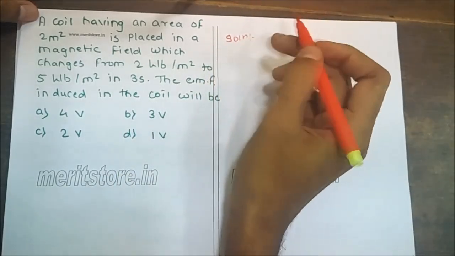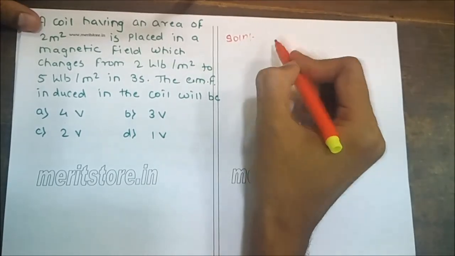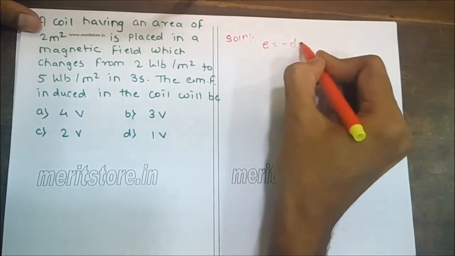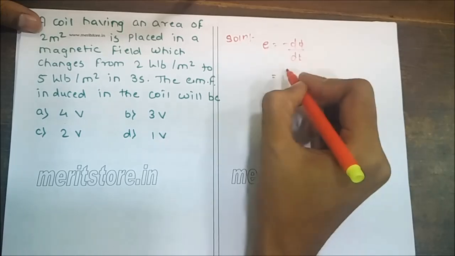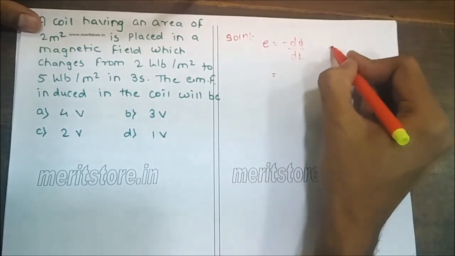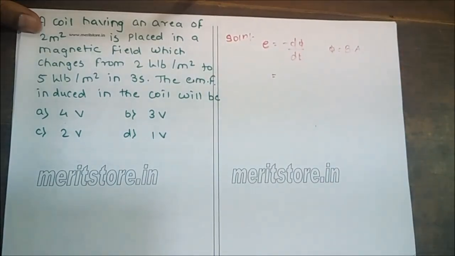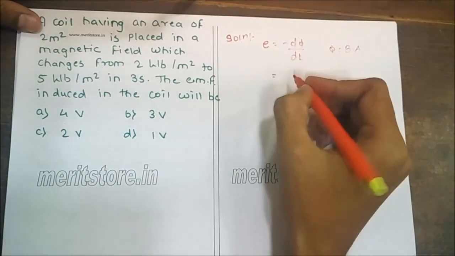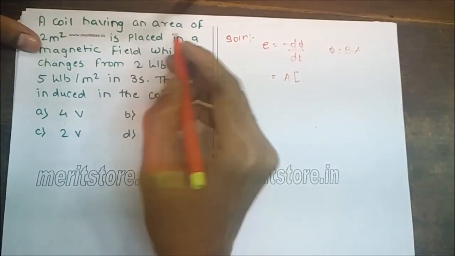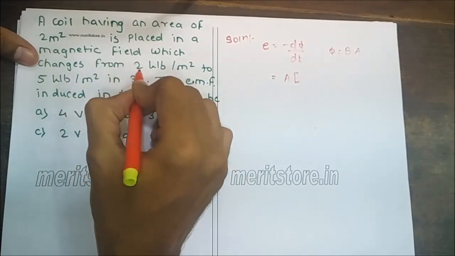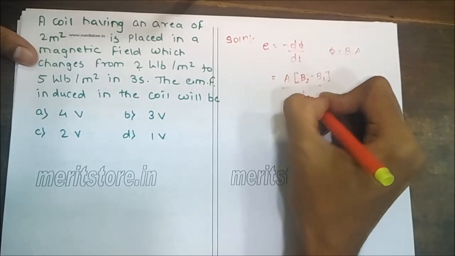So here the EMF is induced in the coil because of the change in the magnetic field, so that will be E equals minus d phi upon dt. This change in flux phi depends upon the magnetic induction, the magnetic field, multiplied by the area. Firstly we have the change from 2 to 5, so that will be B2 minus B1 upon t.